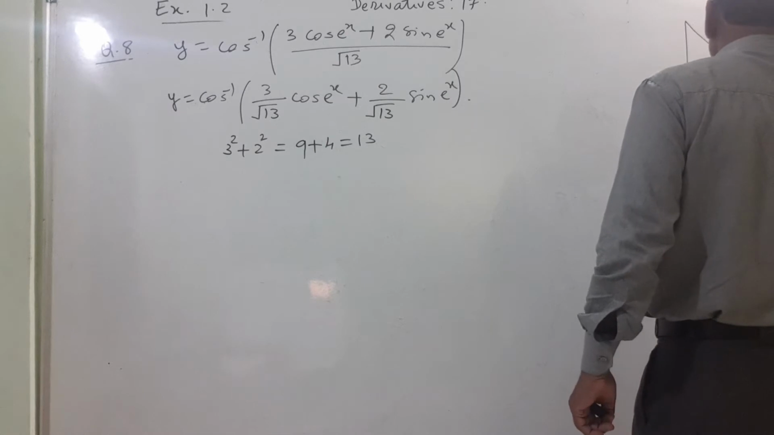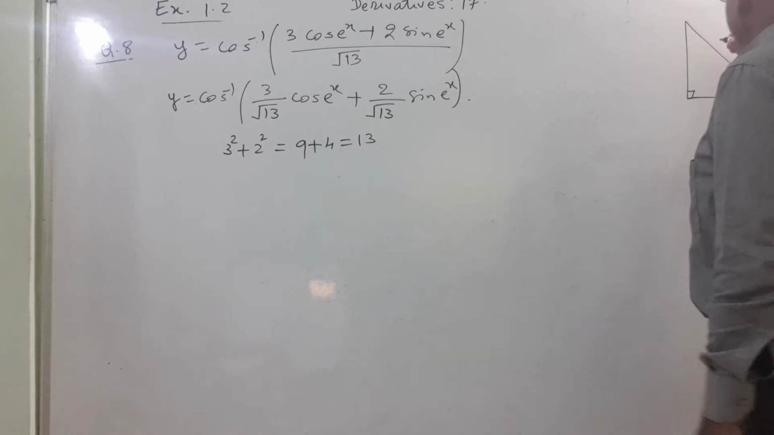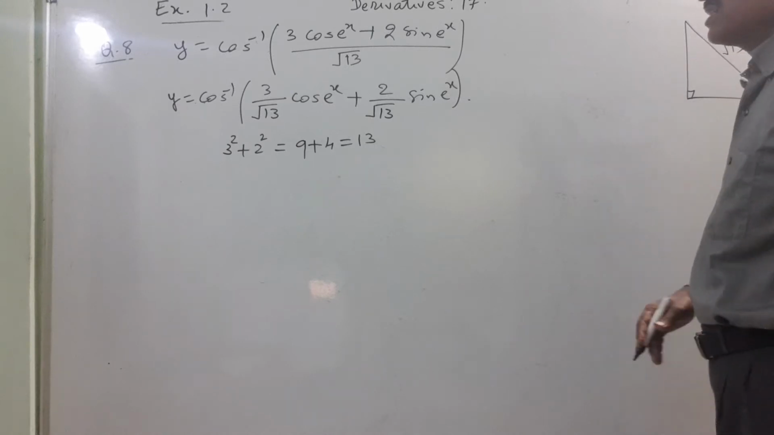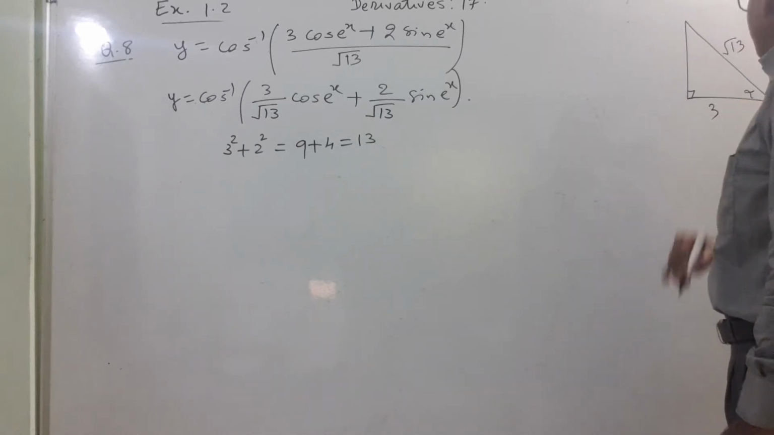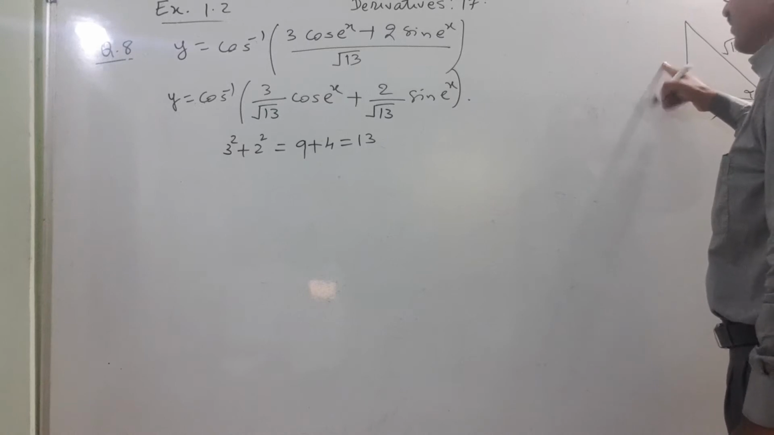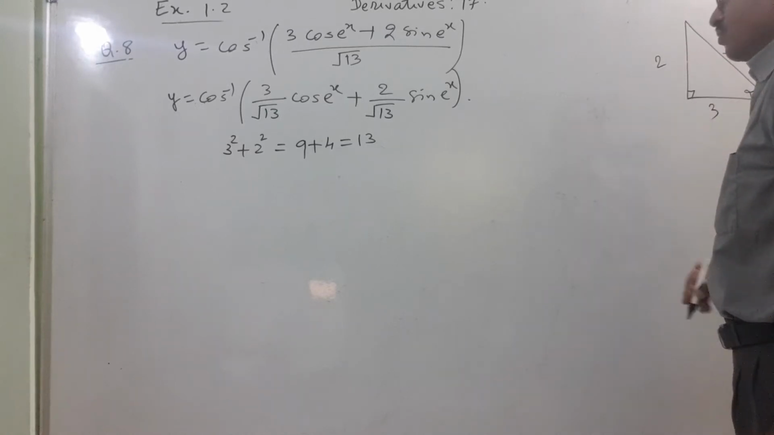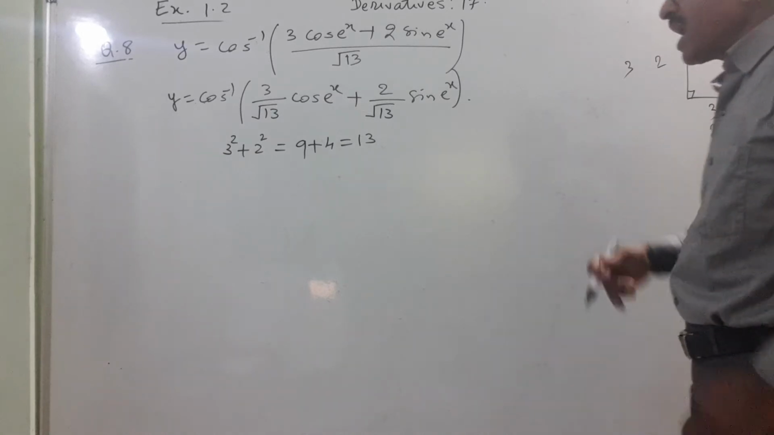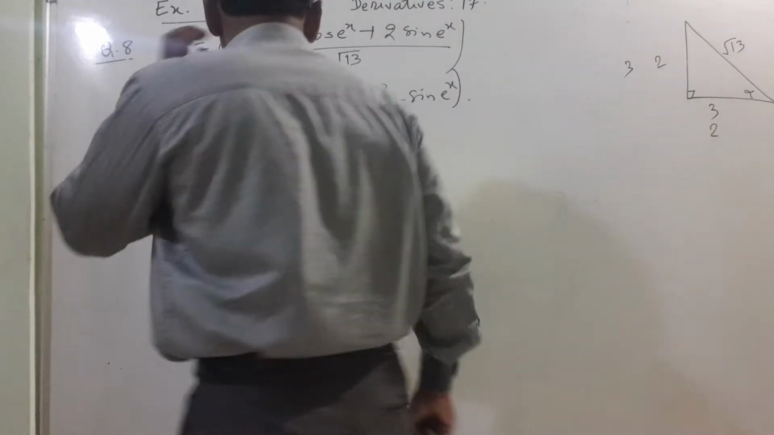This is 90 degree, this is alpha. This is root 13. Now either this is 3 or this is 3. Means if this is 3, this is 2, or if this is 3, this is 2. Which I have to take, that I have to see.